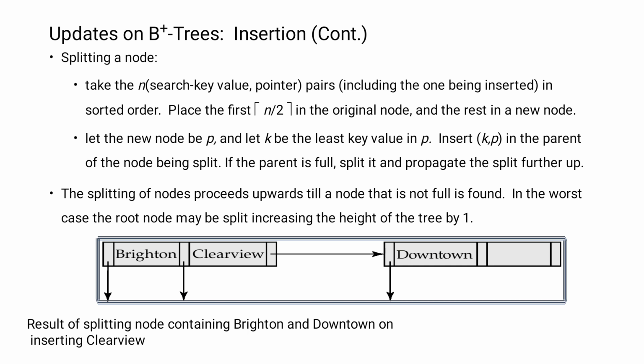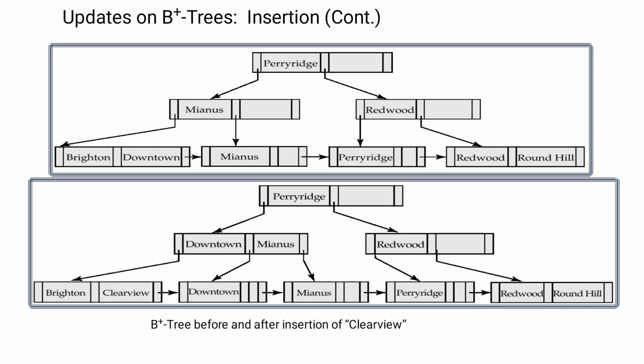Insert in the parent of the node being split, and if the parent is full, split it and propagate the split further up. The splitting of nodes proceeds upwards till a node that is not full is found. In the worst case, the root node may be split, increasing the height of the tree by 1. This is the B+ tree before and after insertion of Clear View.